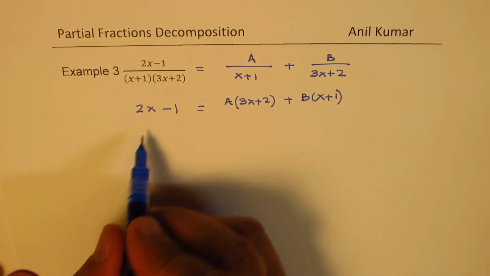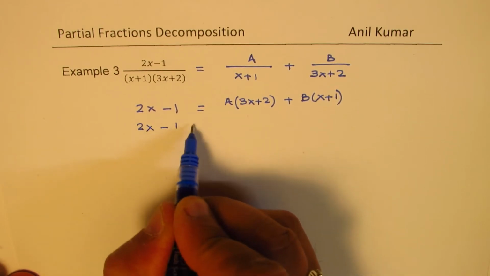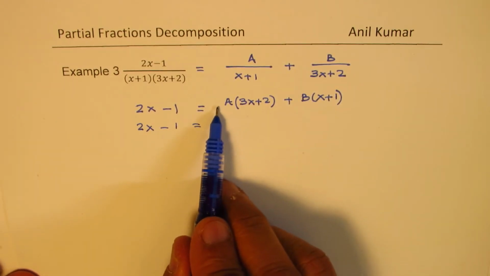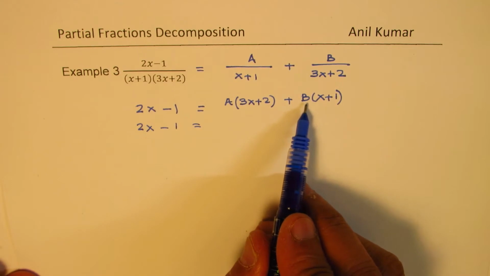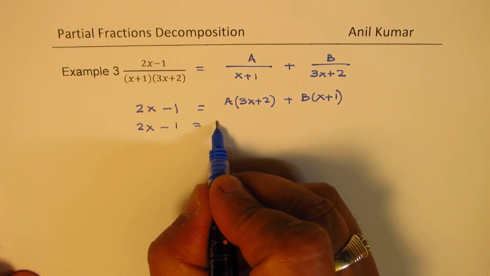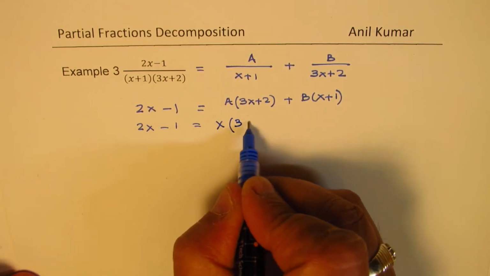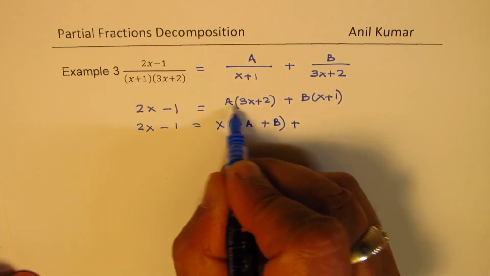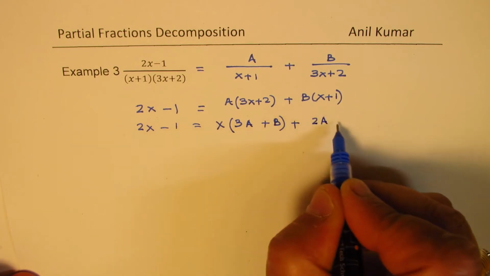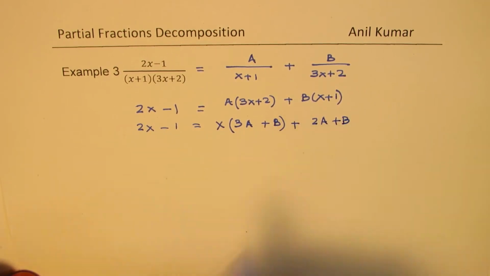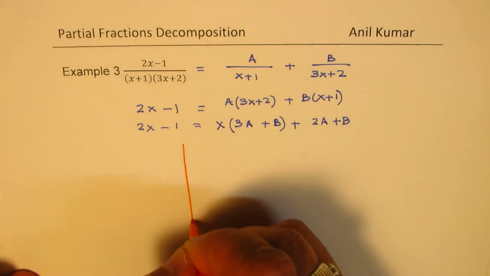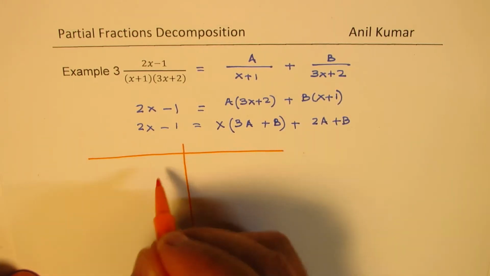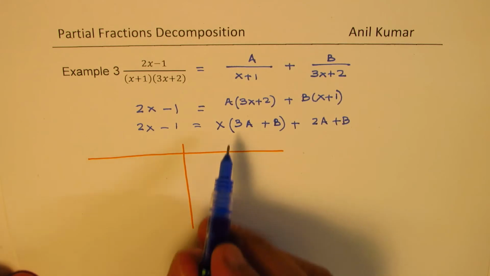Right? Now if you compare, what do you get? So a is getting multiplied with 3x and b is multiplied with x. So as far as x is concerned, we get 3a, and from here we get b. The constant terms are 2a plus b. Do you see that? 2a plus b. Now that gives you again two equations. So let's write down the equations and solve them on the left side here.